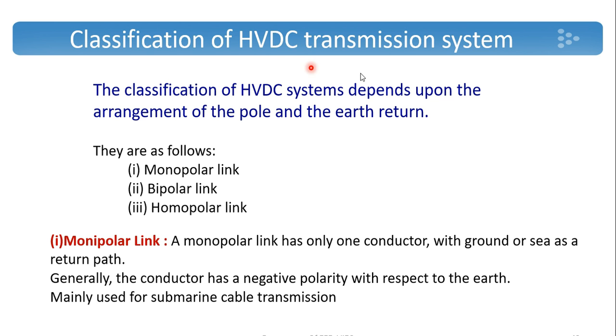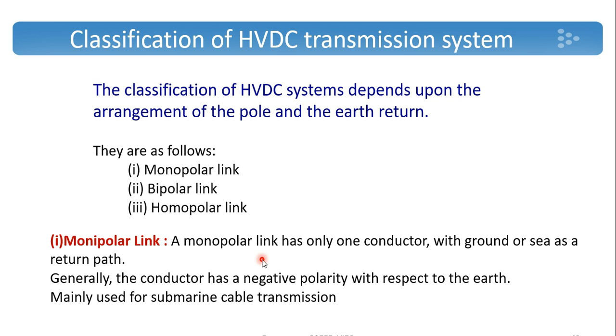Now we can have a look at different types of HVDC transmission system. The classification of HVDC system depends upon the arrangement of pole and earth return. The main types are monopolar link, bipolar link, and homopolar link. First one is monopolar link.